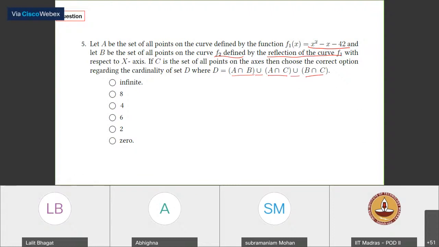The first thing will be to draw f1(x) and f2(x). So f1(x) equals x square minus x minus 42.